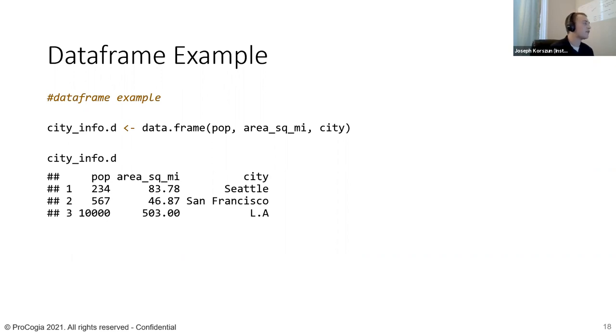And you can see here, we have cityinfo.d. And what we're pointing at, right? We're pointing at this variable name. We're using the data.frame function to concatenate pop, area square mile, and city. And then we're just going to print that out, right? So this final command here will print that out. You can see we have the first few observations here. We have pop. We have all the observations. It's a small set. We have pop, area square mile, and then we have city. And you can see again as well, the area square mile, how did it print out? 503.00. So this is just a basic example of how you make a data frame and what the output will look like for a data frame.